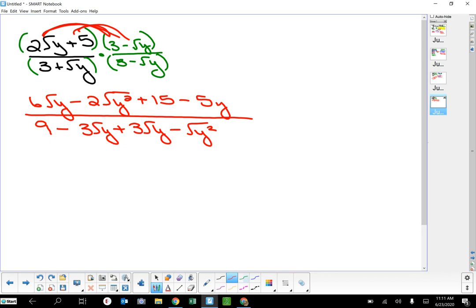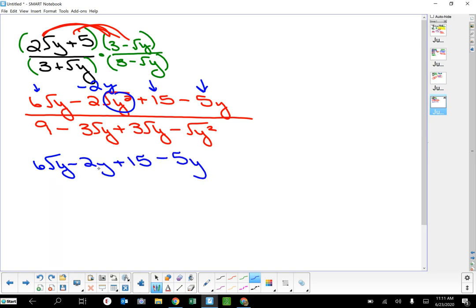All right, now let's simplify anything we can. So in the top, first term's okay. This one's going to simplify to just negative 2y. This one's okay, and this one's okay. So now I have 6 rad y minus 2y plus 15 minus 5y. Well, now I have some like terms here. So I have 6 rad y plus 15 minus 7y. I was going to put a rad y. That would be incorrect. 7y. All right, so that's my numerator.